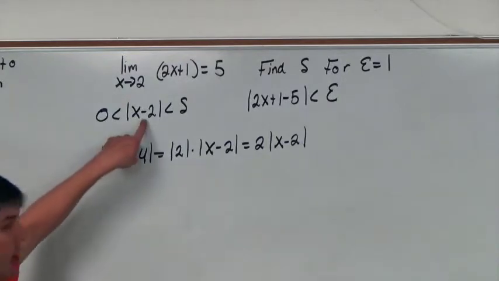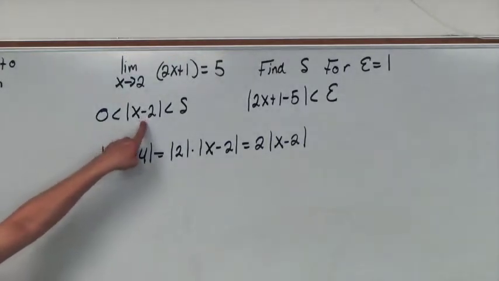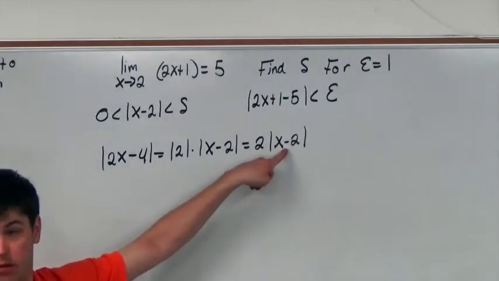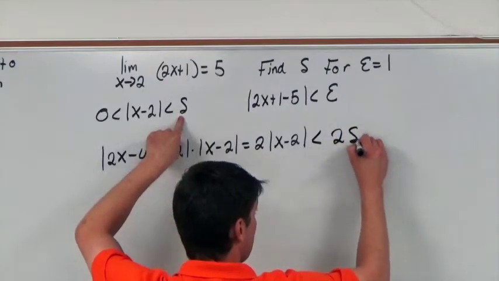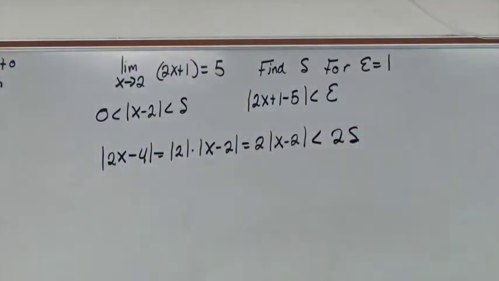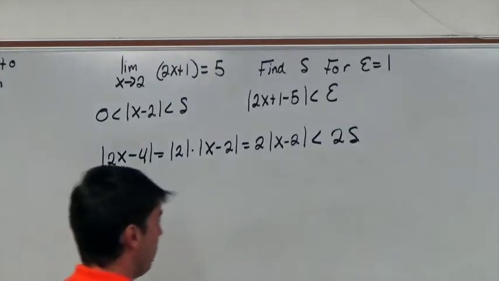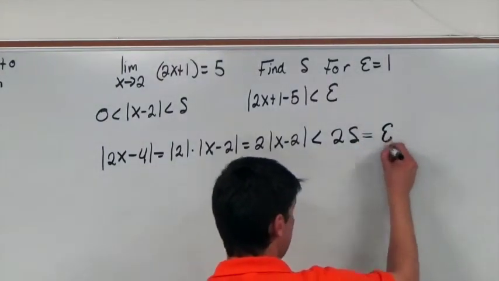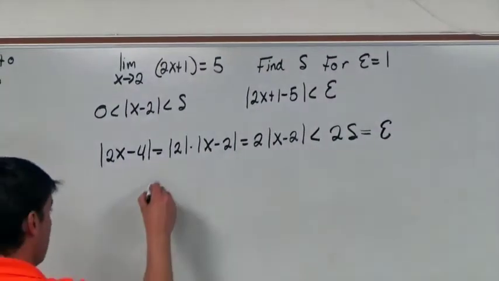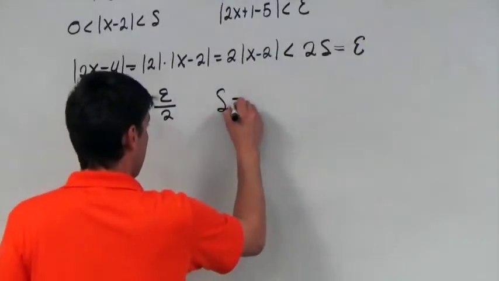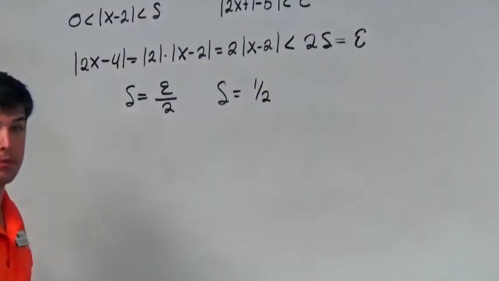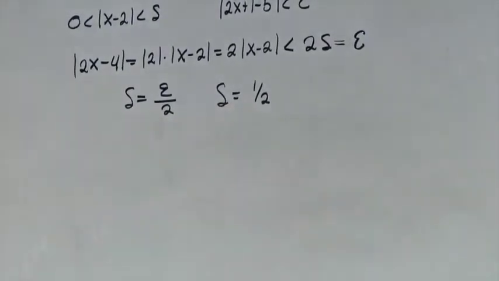So 2 times the left side of this inequality, so 2 times absolute x minus 2, should be less than 2 times the right side. So this should be less than 2 deltas. We would like to have our f of x minus L less than epsilon. Right now we're 100% sure it's less than 2 deltas. So if we were to simply set our 2 deltas equal to epsilon and solve, we would get delta equals epsilon over 2. And if epsilon is 1, that would be a delta equal to 1/2. So we get the exact same answer either way.